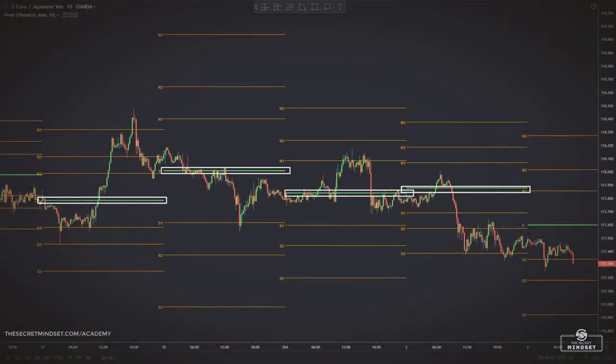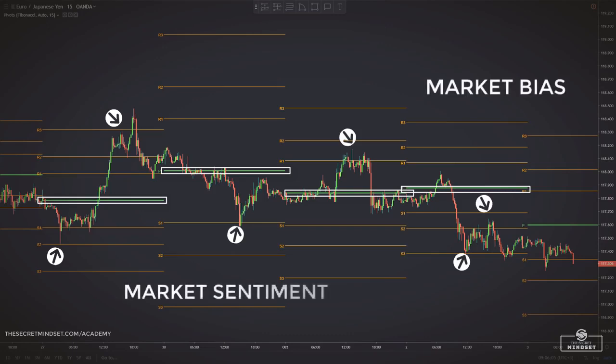Pivot points are used by Forex traders to locate potential support and resistance areas. They are levels where price interaction may cause a reaction. In addition, pivot points help traders confirm the bias and sentiment in the market over a given time interval.